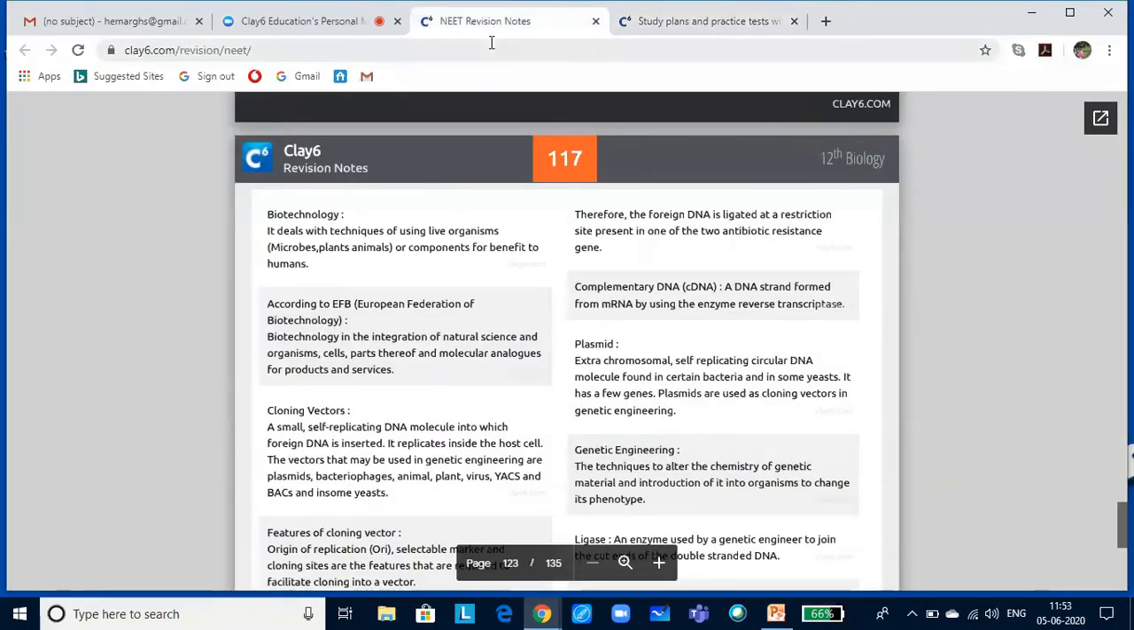I hope you have understood the framework. Now let me get into the list today. The first one is biotechnology principles and processes.